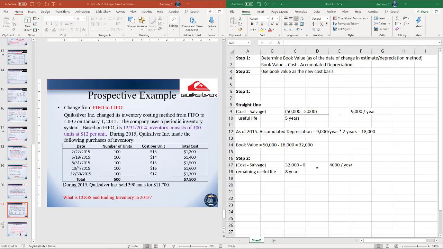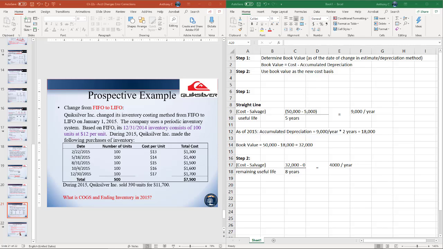The last example of a prospective change we'll go over is when a company switches from FIFO to LIFO. Again, even though the company is switching its accounting method here, when a company switches to LIFO, generally it's impractical to go back and figure out all the different inventory layers in the previous years. So we'll just handle this prospectively. So to see how we do this, let's just take a look at this example.